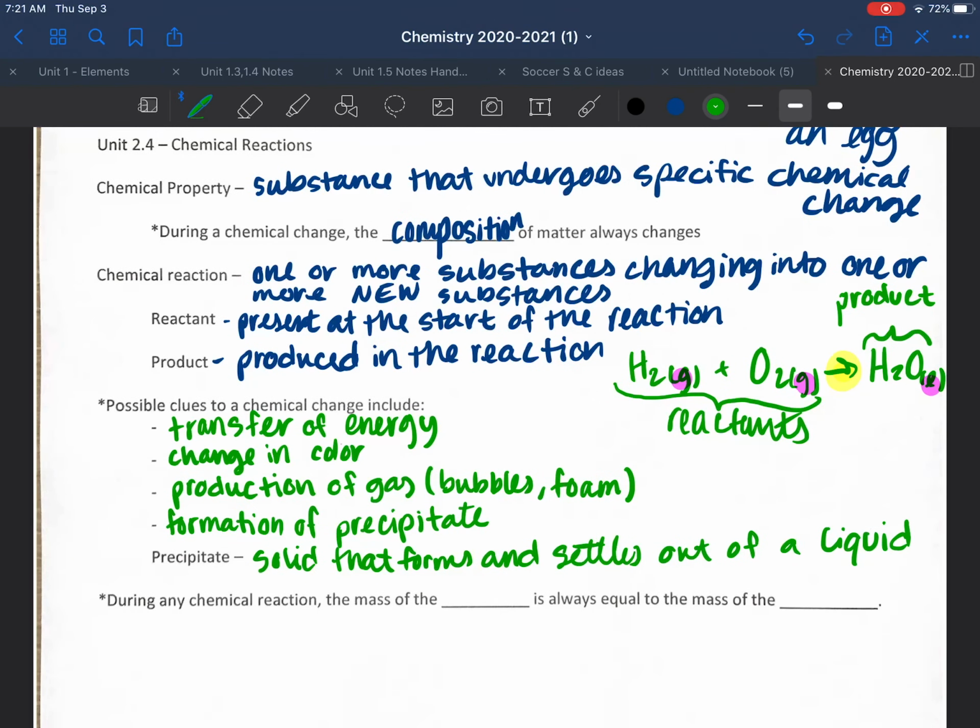But the key thing is we always have to remember the law of conservation, which means mass is not created or destroyed. So, during any chemical reaction, the mass of the products is always equal to the mass of reactants. So that covers units 2.1 and 2.4. Are there any questions?